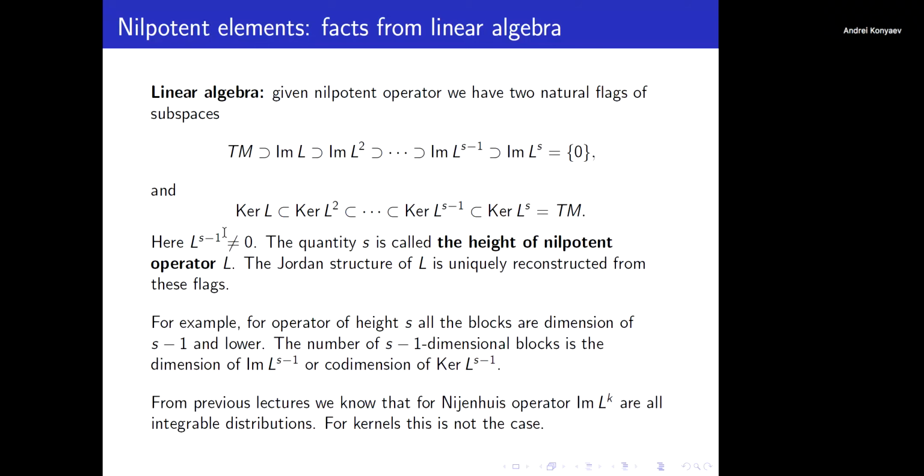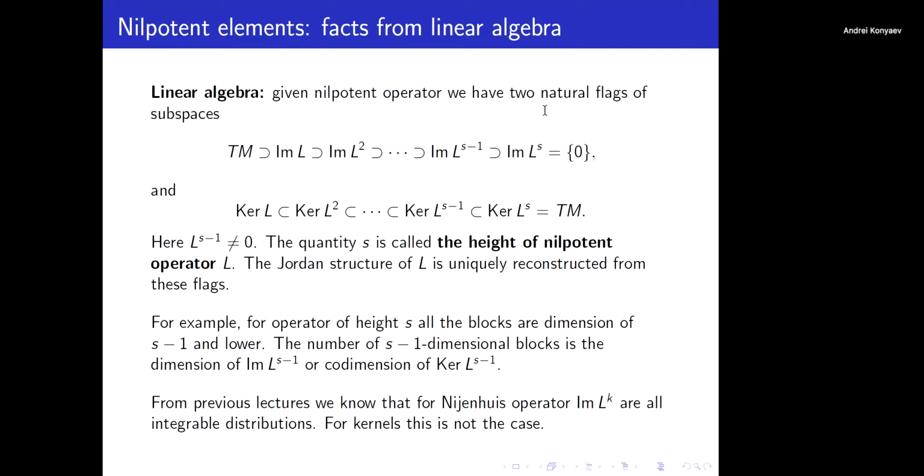Flags are like if you have a subspace which is embedded into another subspace, which in turn is embedded into another subspace, like growing subspaces, basically. So we see that this is one flag. This is a flag of images, right? Because the operator is nilpotent, with each multiplication the dimension of the image grows smaller and smaller until for the zero power it is just 0. It has dimension 0, it's just a point.